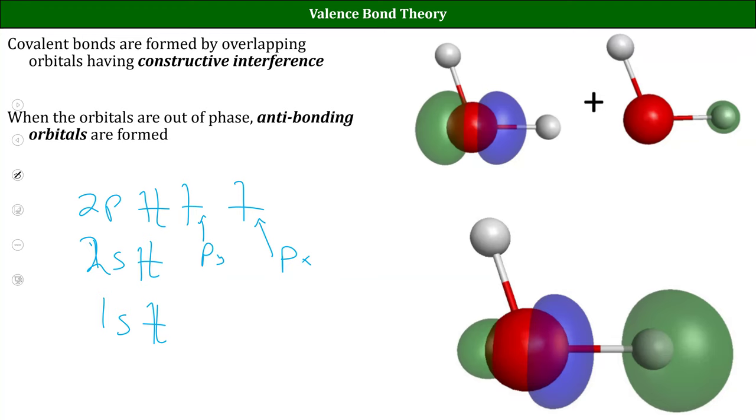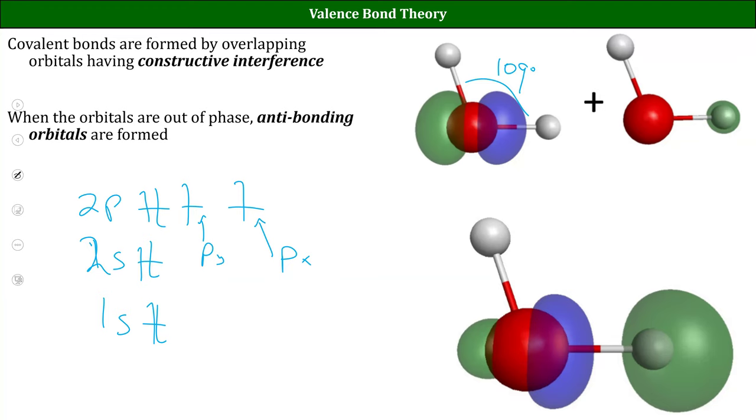But they actually started seeing that these were more like 109 degrees from each other. So that meant something was wrong with this idea that we can just take the atomic orbitals and mix them together.